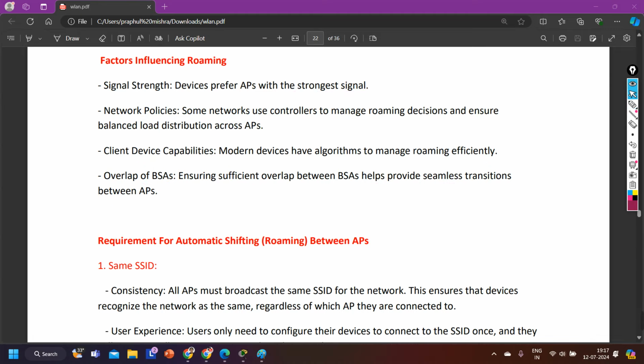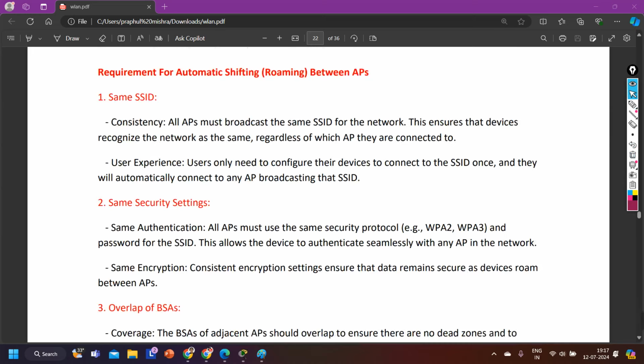Now, the requirement for automatic shifting. What can be the requirement? So guys, the same SSID should be there on each AP. At each access point, the SSID should be the same. All APs must broadcast the same SSID for the network. This ensures that devices recognize the network as the same, regardless of which AP they are connected to. User experience: users only need to configure their devices to connect to the SSID once and then will automatically connect to any AP broadcasting that SSID.